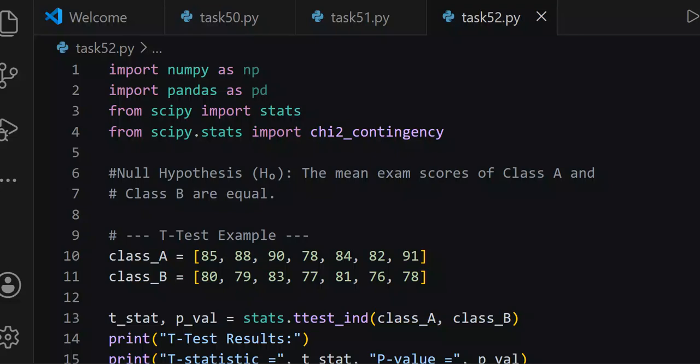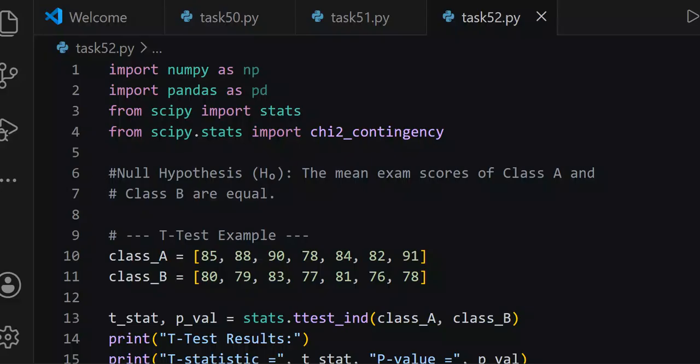Hello everyone. In this code, we are going to demonstrate two important statistical hypothesis tests: the independent t-test and the chi-square test. The t-test is used to compare the average exam scores of the two classes, while the chi-square test is used to determine whether there is a relationship between the gender and the subject choices.